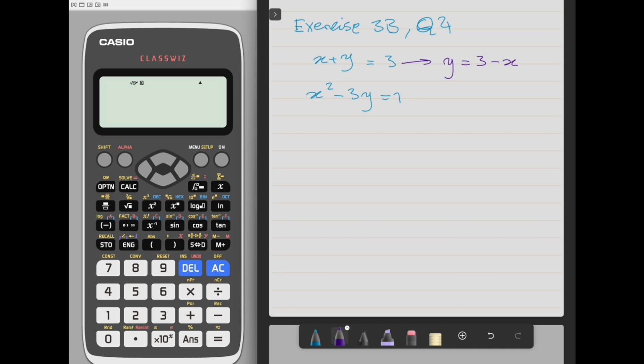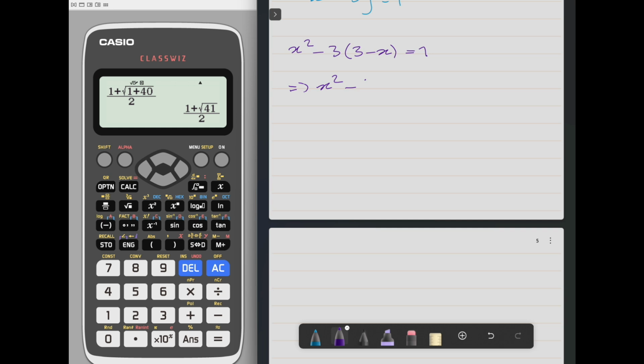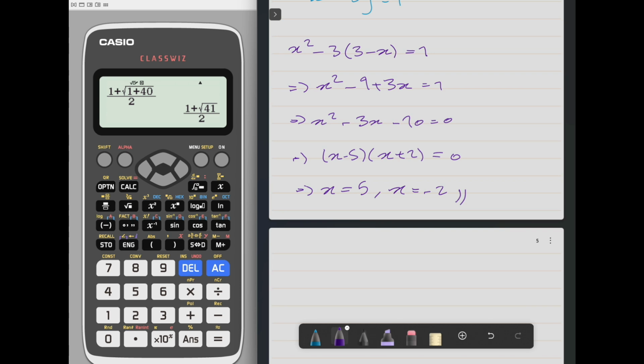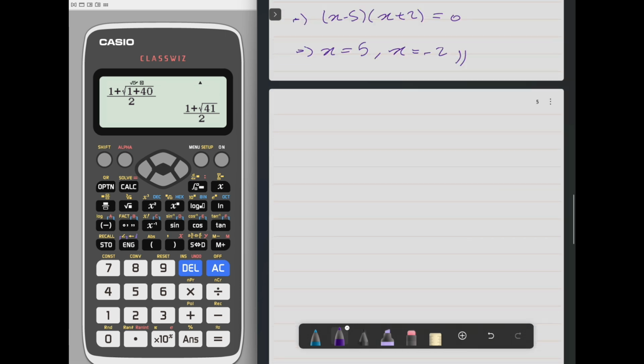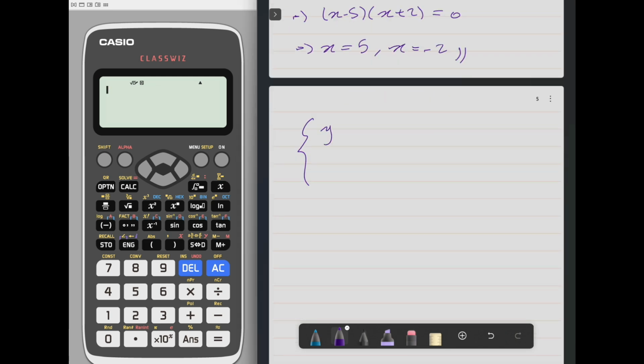So now I can replace: x squared minus 3 times (3 minus x) equal to 1. x squared minus 9 plus 3x equal to 1. x squared plus 3x minus 10 is equal to 0. So (x minus 5)(x plus 2) is going to be equal to 0. So x is equal to 5, x is equal to minus 2. These are your 2 answers for x. Y is equal to 3 minus 5 equal to minus 2, and y is equal to 3 minus minus 2 equal to 5.